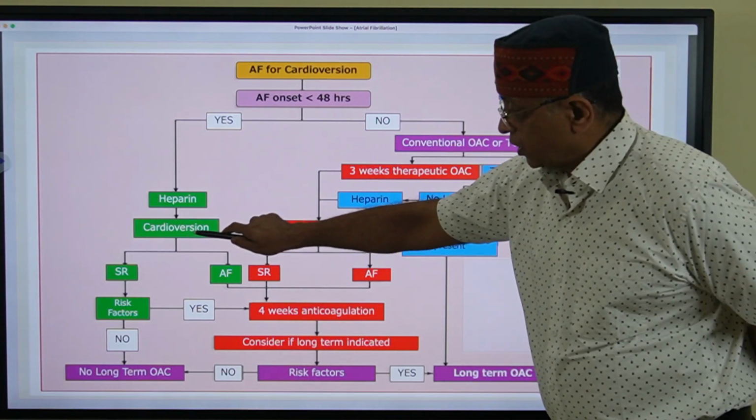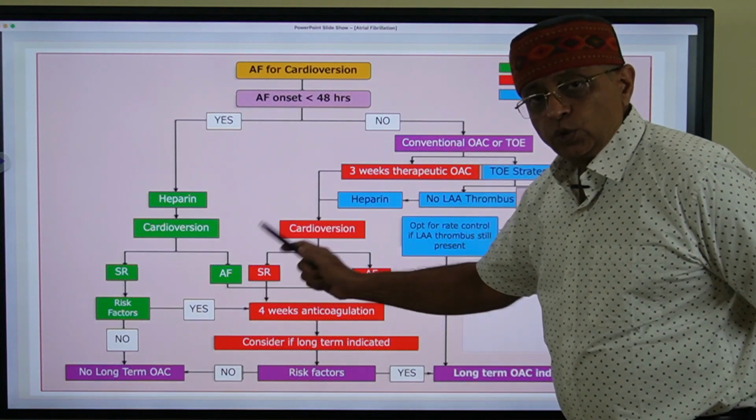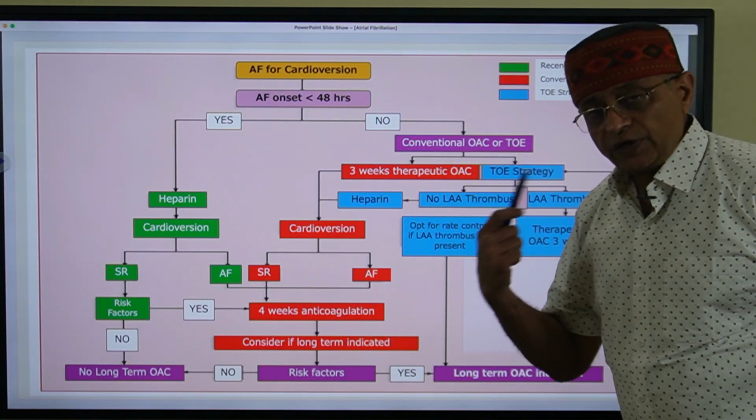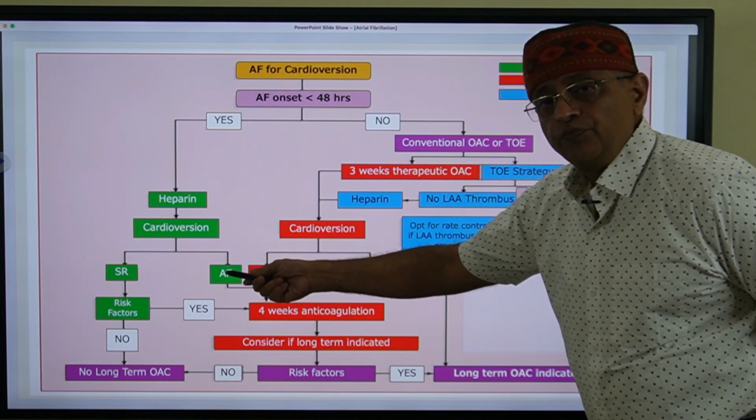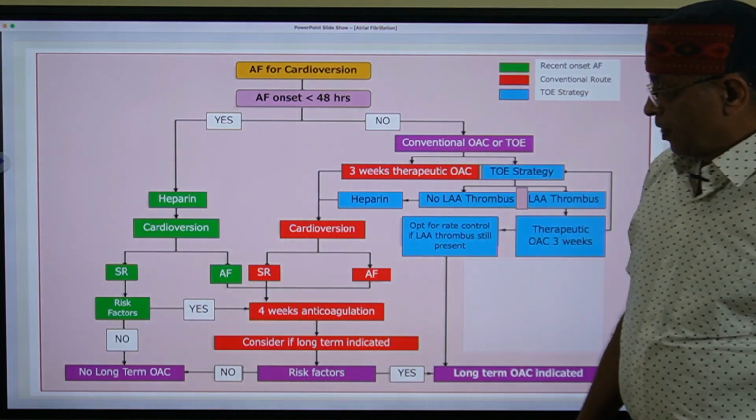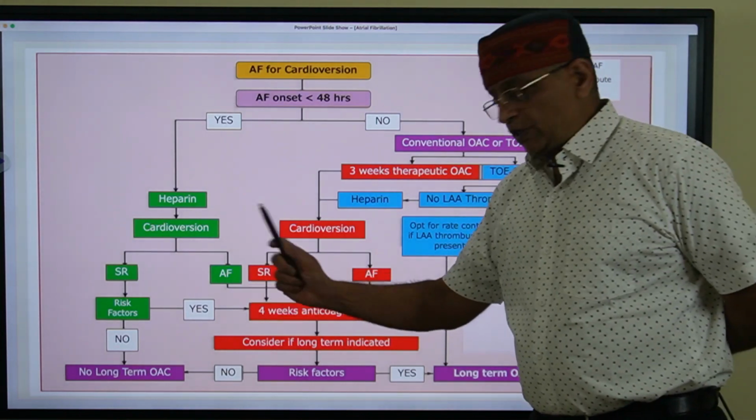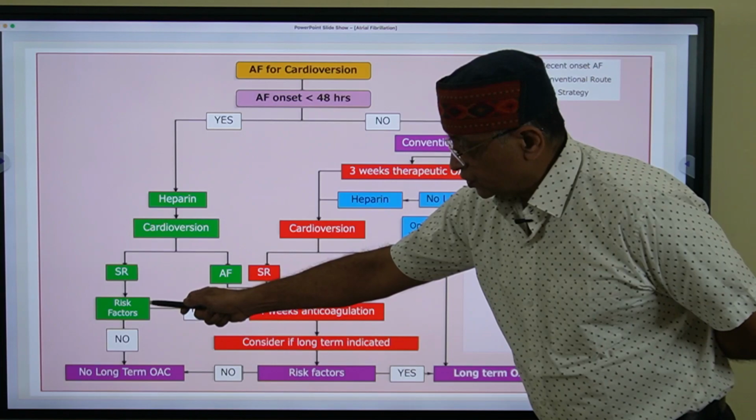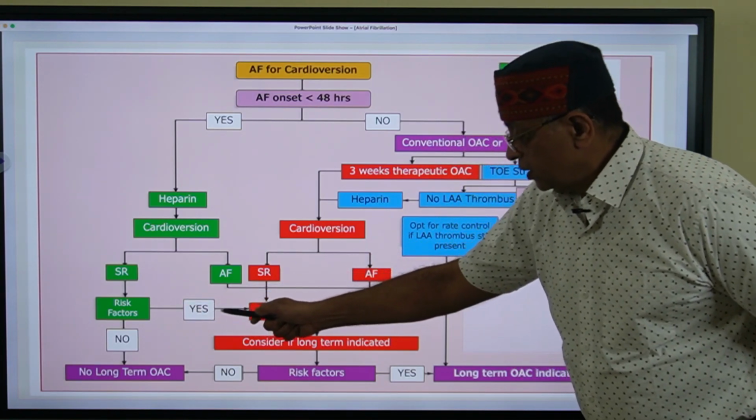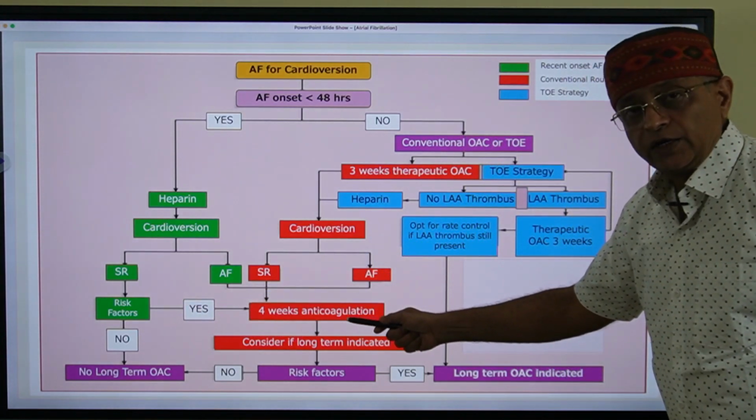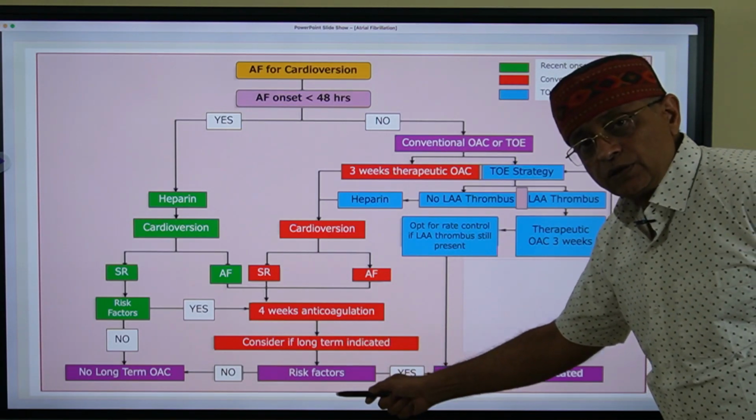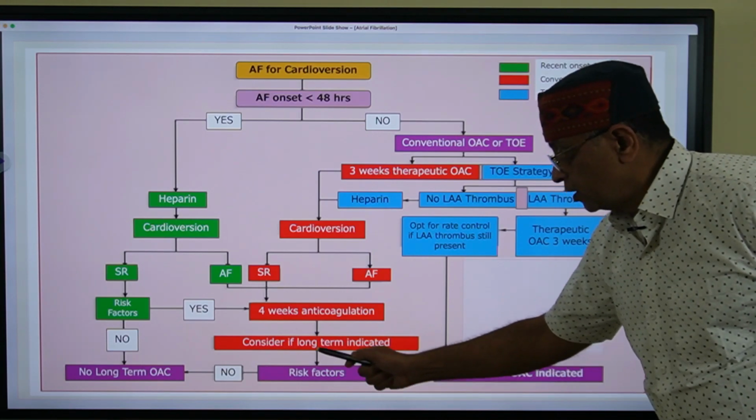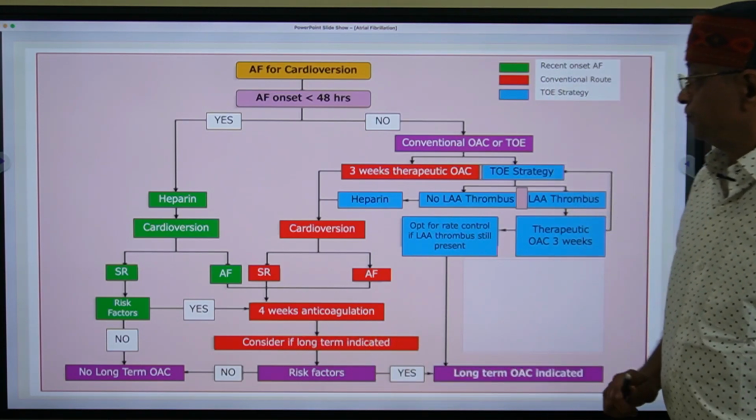If the patient after cardioversion continues to be in AF, you could use a drug which increases the success rate of cardioversion, or if that fails, then you may switch to rate control therapy, or you may go in for ablation. If after attainment of sinus rhythm there are significant risk factors, then give 4 weeks of anticoagulation and calculate the CHA2DS2-VASc score and consider long-term anticoagulation.